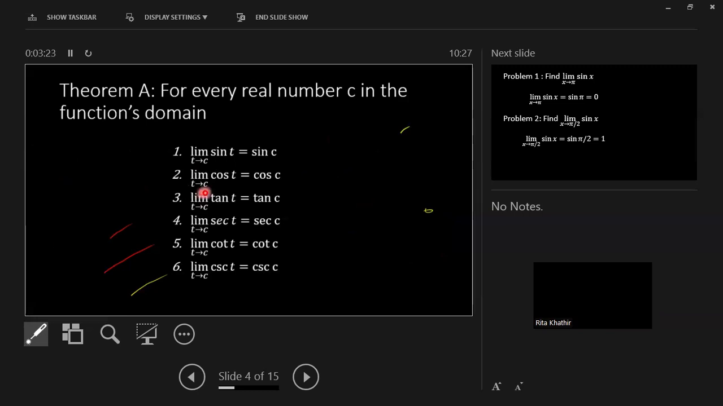The limit as t approaches c of cosine t equals cosine c. Again, the limit as t approaches c of tangent t equals tangent c. The limit as t approaches c of secant t equals secant c. The limit as t approaches c of cotangent t equals cotangent c. And the limit as t approaches c of cosecant t equals cosecant c.